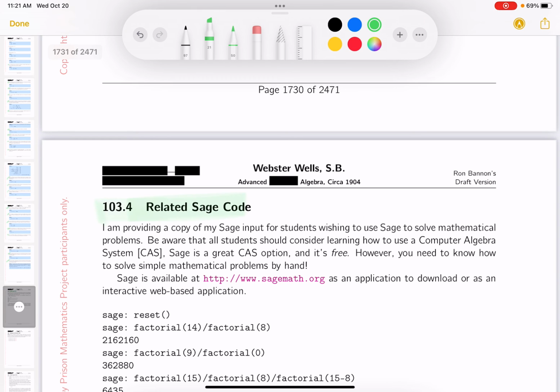Sage code. What is Sage? Computer algebra system, CAS for short. Open source. Go to the website. Give me 1 second.